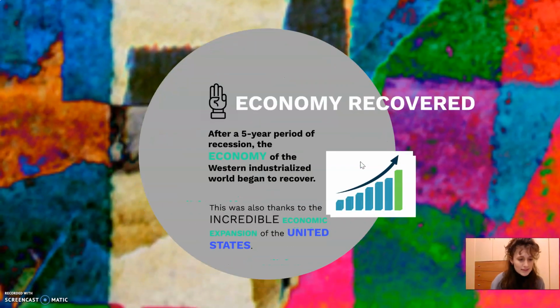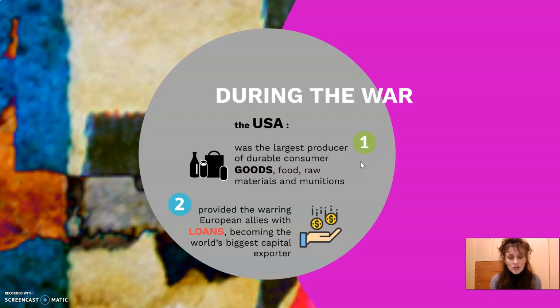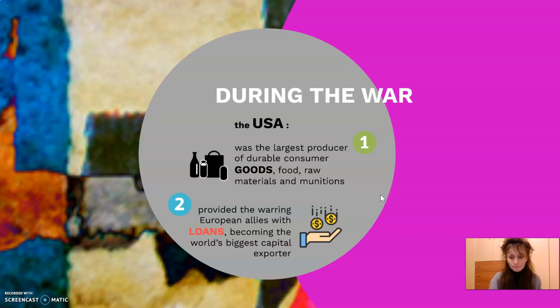During the war, the USA was the largest producer of durable consumer goods, food, raw materials, quindi materie grezze, no? Materie prime, and munitions during the war. We are talking about the First World War. And second thing, it provided the warring European allies with loans, becoming the world's biggest capital exporter. Okay.